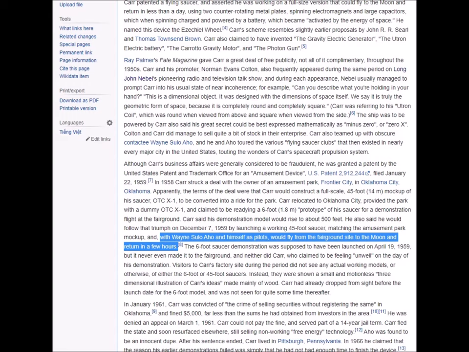Interestingly, Carr never mentioned much about piloting the craft during his promotions. He claimed that he and a couple of his associates, none of whom were pilots, would travel back and forth to the moon. This seemed to imply that anyone could pilot the craft without any need for special training. But how would this even be possible? Did the craft fly itself?